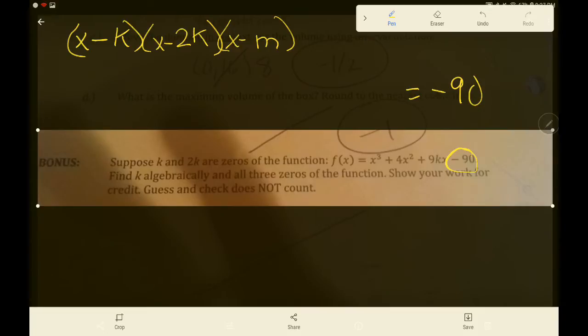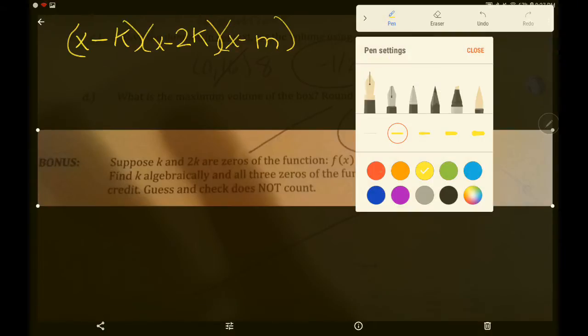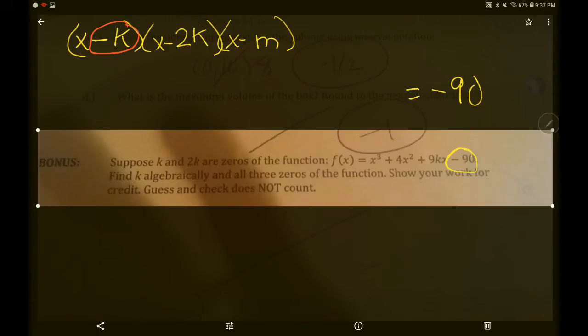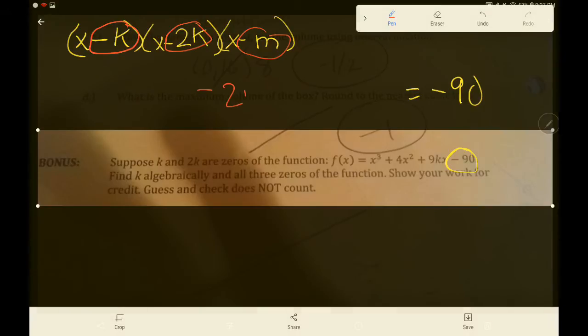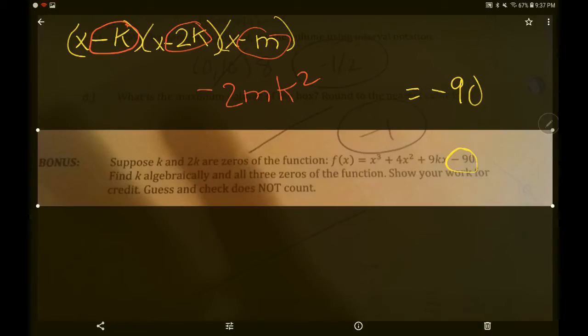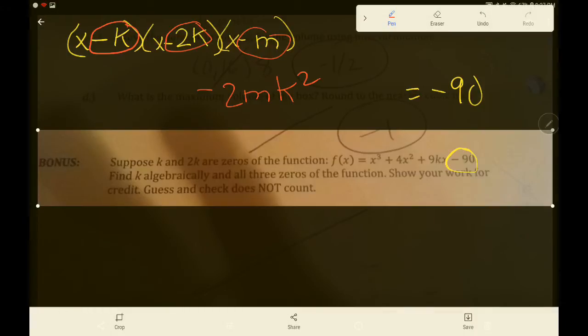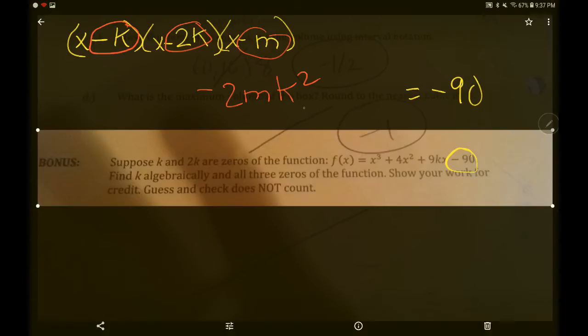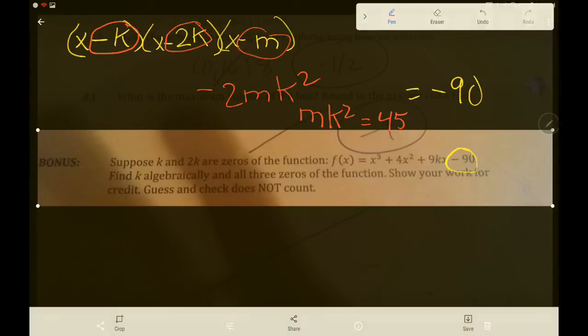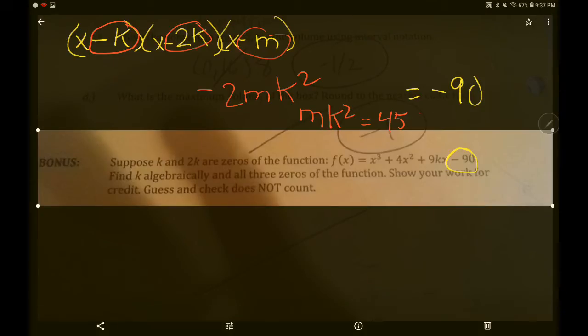So in fact, the final term is negative k times negative 2k times negative m, which is negative 2mk squared. And that has to equal negative 90. So we divide each side by negative 2, we get mk squared equals 45. We factor 45, and that is 3 times 3 times 5.